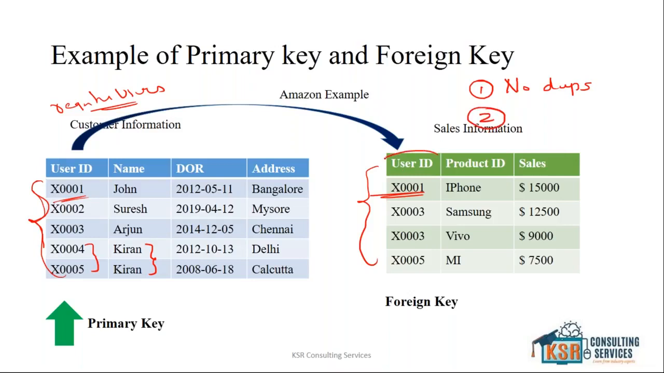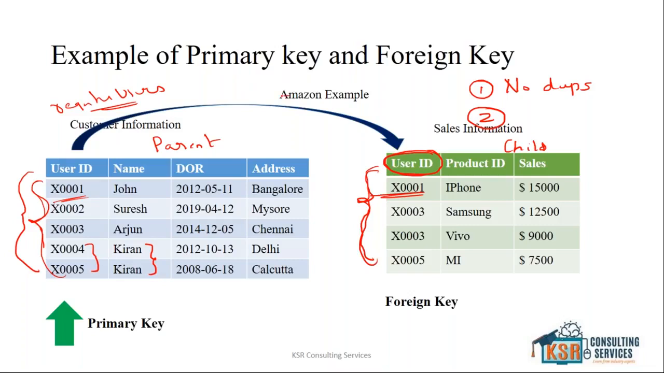this user ID is always coming from the parent table. This is called parent table. This is called child table. So this user ID is informative only if it is existing in the other column.